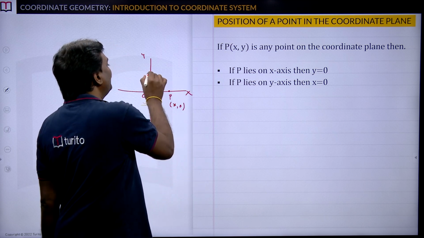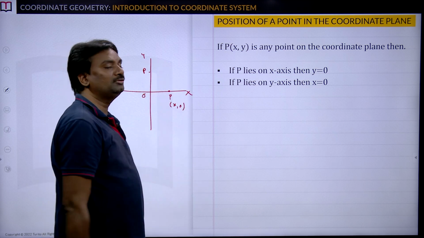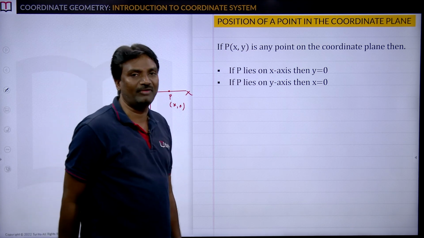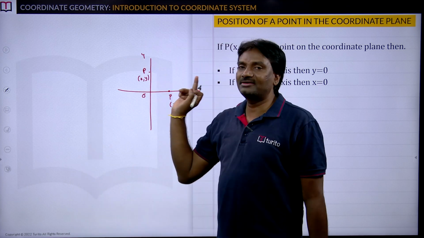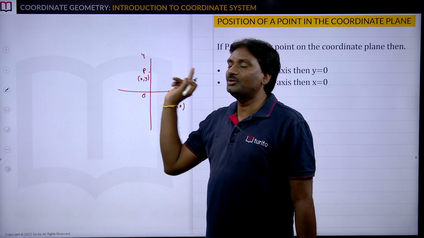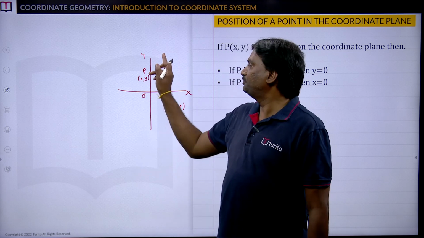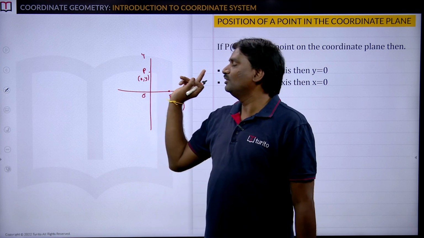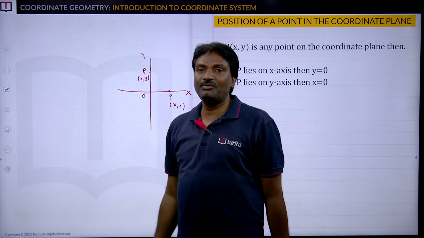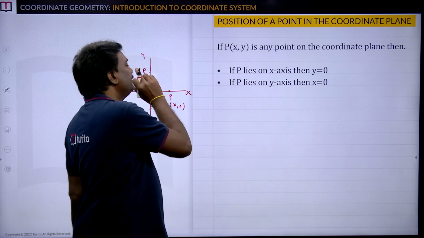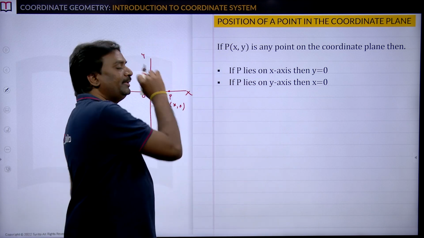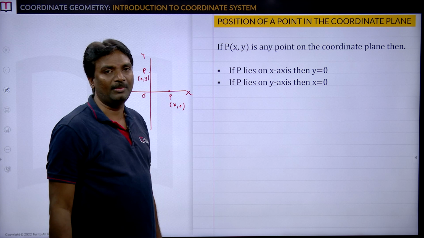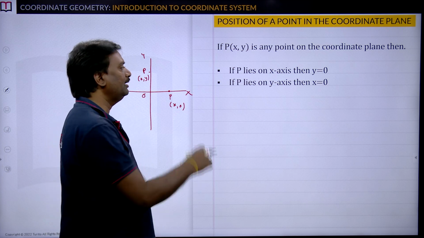Similarly, if P lies on the y axis, we can take x equal to 0. In this case we can take the coordinates of P as (0, y). Since P lies on the y axis, the distance from P to the y axis is 0. That is why the x coordinate is 0. Simply we can say every point on the y axis can be taken in the form (0, y), like (0, 2), (0, 5), (0, 10).